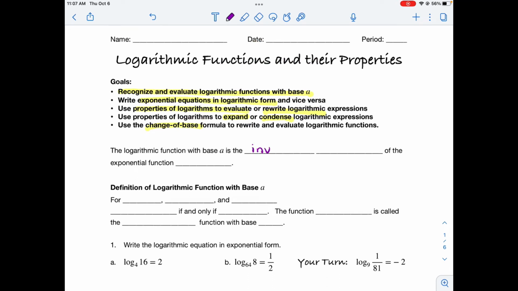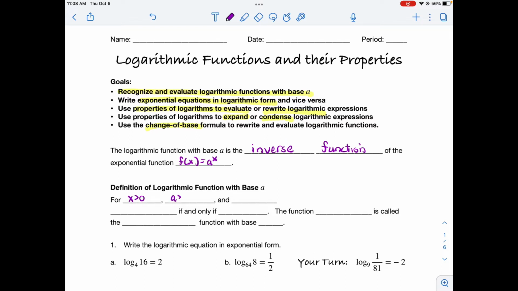So what is a logarithm? A logarithm function with base a is an inverse function of the exponential function y equals a to the x. Basically, remember our inverse functions are where you switch your x's and y's. So that's what we're going to do here, but it's a little bit different when solving for the x when you switch it.